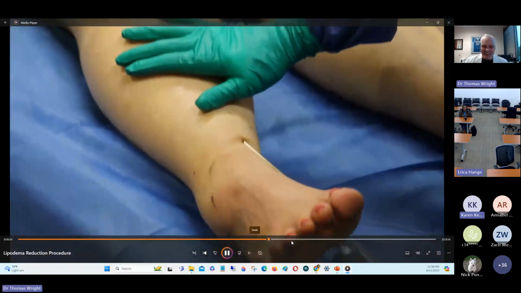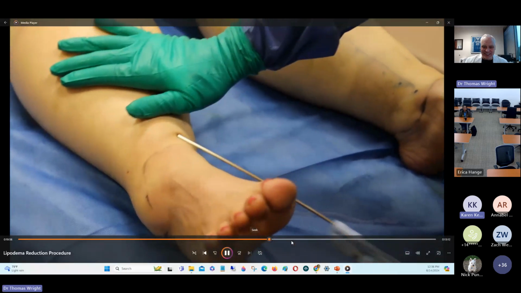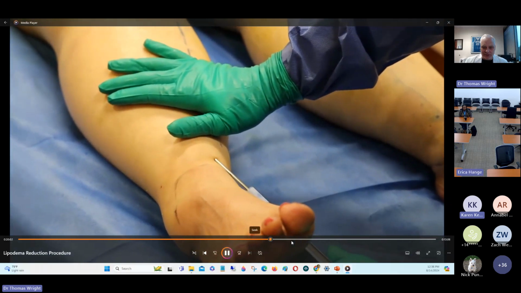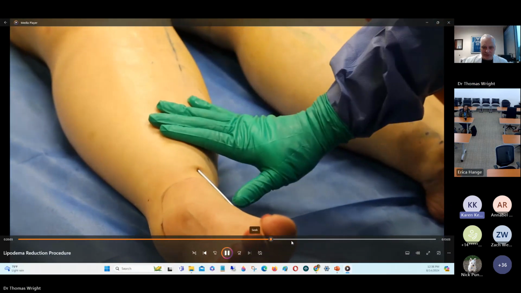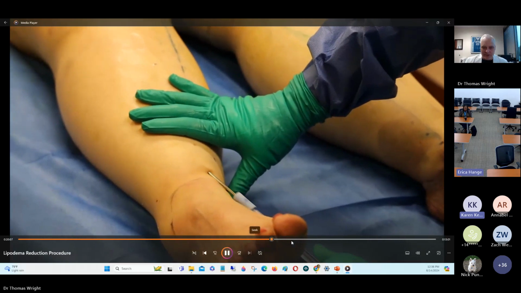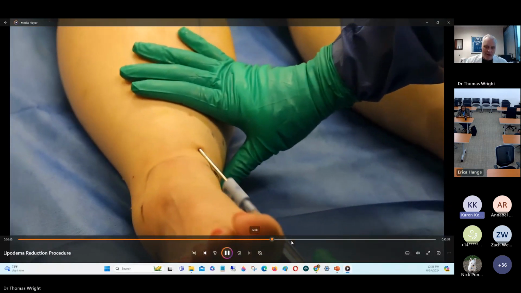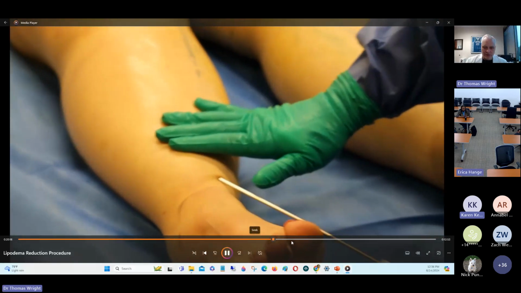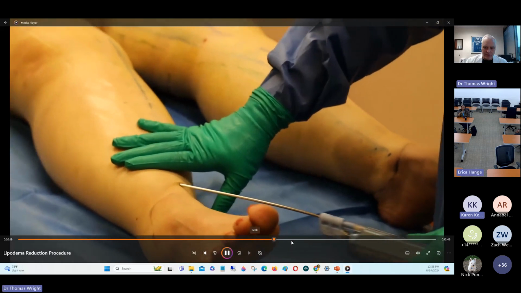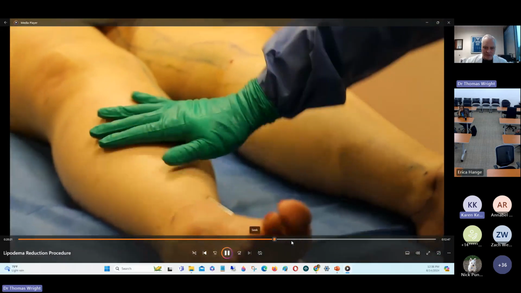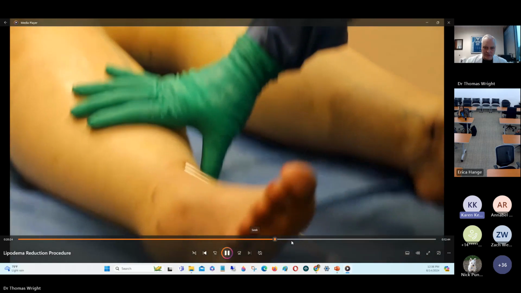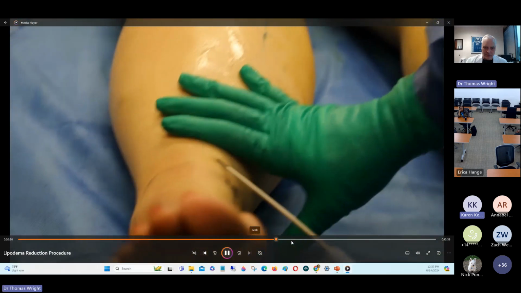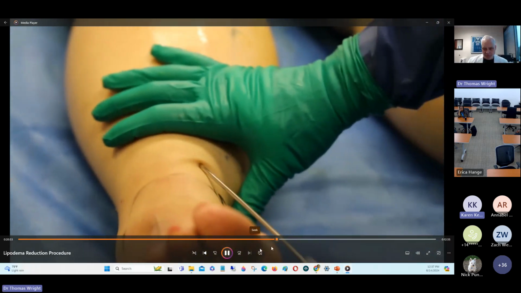Staying clear of them, just going longitudinal of the leg. Right in the plane, the perfect plane for this is the medium plane. It's not too deep, not too superficial, just smoothly through the subcutaneous tissue.